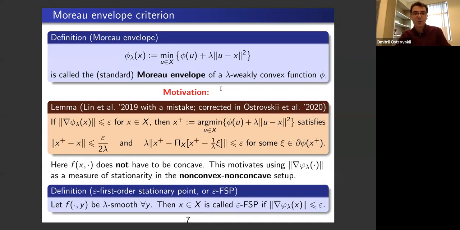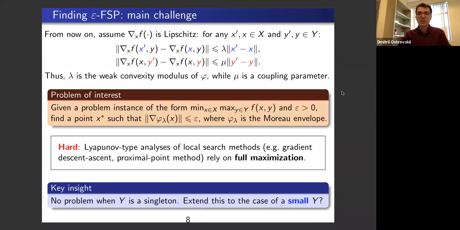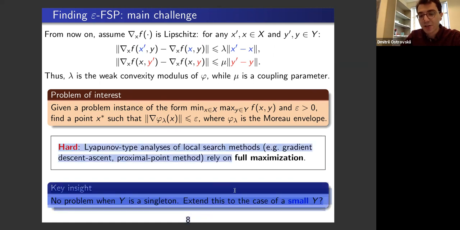So, what are the challenges? Let's say for simplicity that I talk about the Lipschitzness of the x gradient of f. Moreover, I will even consider heterogeneous smoothness in the two variables. I assume that for any y, the gradient in x is lambda Lipschitz with respect to x and mu Lipschitz with respect to y. So mu is the coupling parameter, and lambda is the homogeneous XX smoothness parameter. In particular, phi is lambda weakly convex.